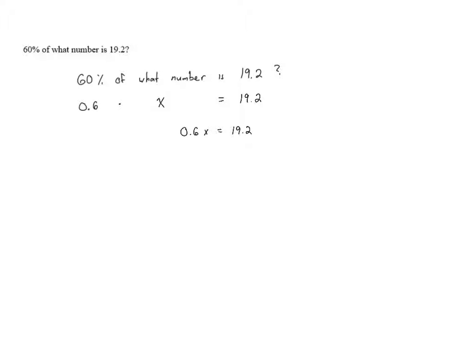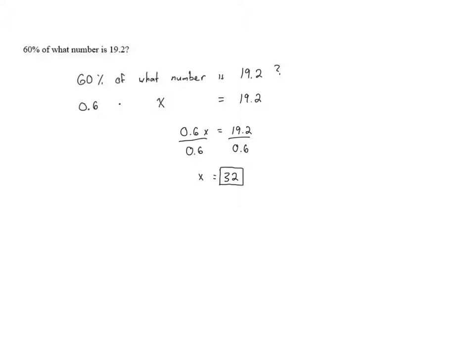Now to get the x alone, we need to divide both sides by 0.6. On the left, this gives us x by itself. And on the right, 19.2 divided by 0.6 is 32. So we see that x is 32, and since x represents that number that we were looking for, we know that 32 is that number. So 60% of 32 is 19.2.